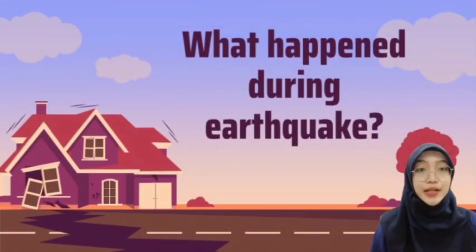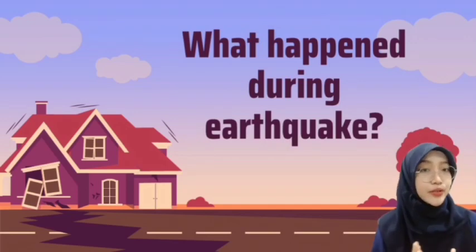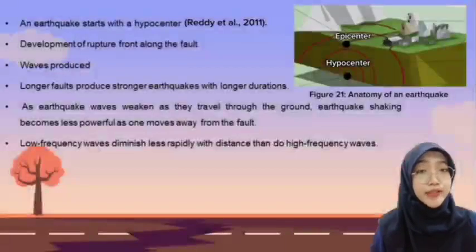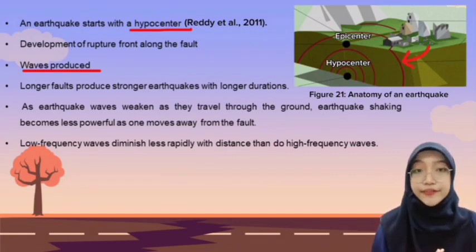Let's move to the next part, which is the process during an earthquake. So, what actually happens during an earthquake? An earthquake starts with a hypocenter and the rupture front develops along the fault, so this produces waves as it goes. Since shaking occurs everywhere the front crosses, a longer fault produces a stronger earthquake with a longer duration.